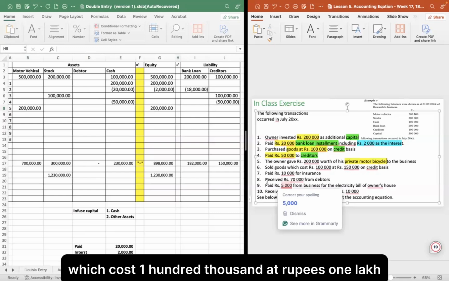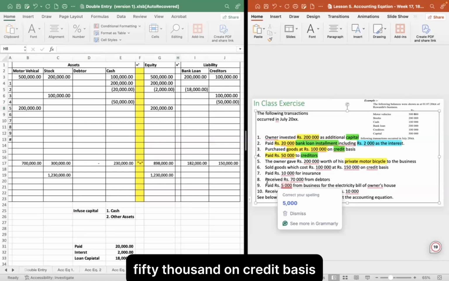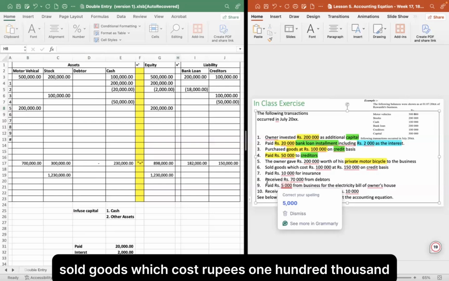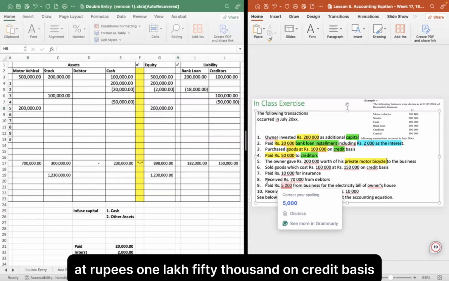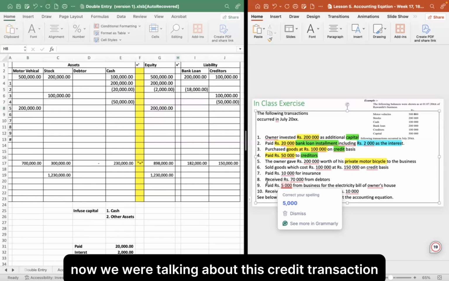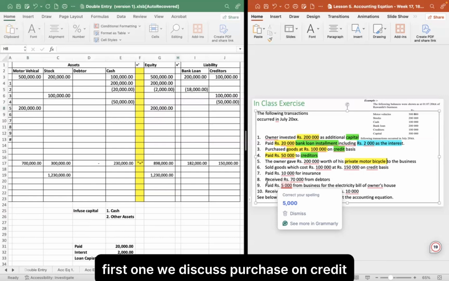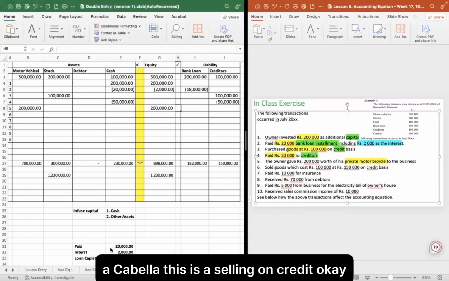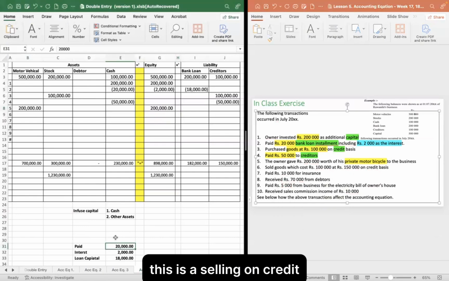Sold goods which cost rupees 100,000 at rupees 1,50,000 on credit basis. Now we were talking about this credit transaction. First we discussed purchase on credit. This transaction is a selling on credit.